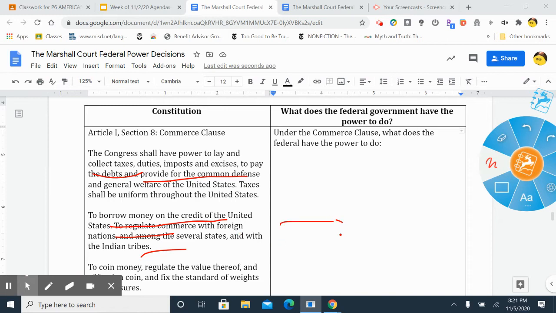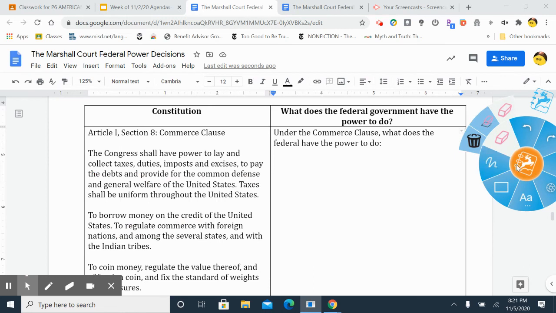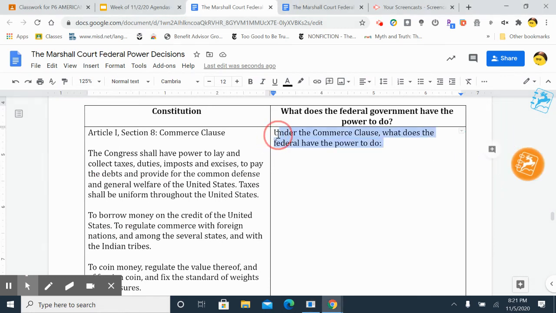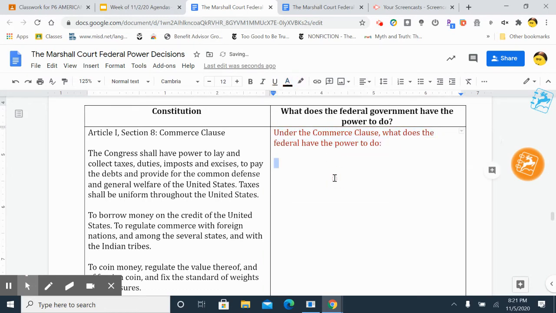So over here, just write down the layman's interpretation of what they have the power to do. Okay, what do they have the power to do? And you look over here. That's all you're going to do here. Just kind of list it out as a general means of understanding. What do they have the power to do?